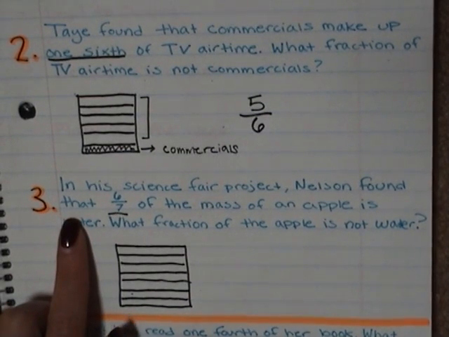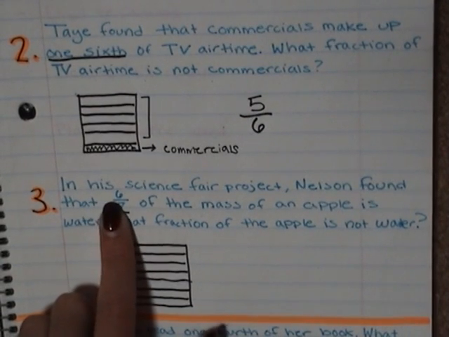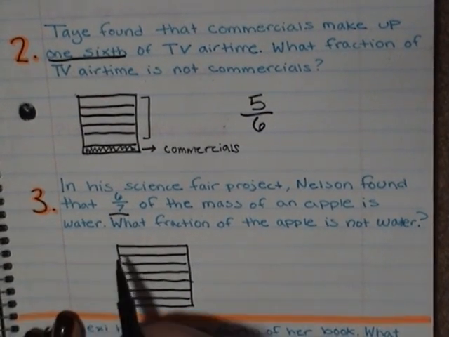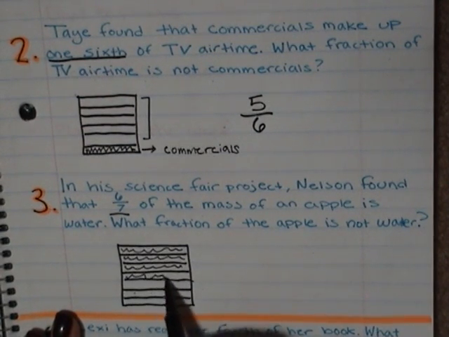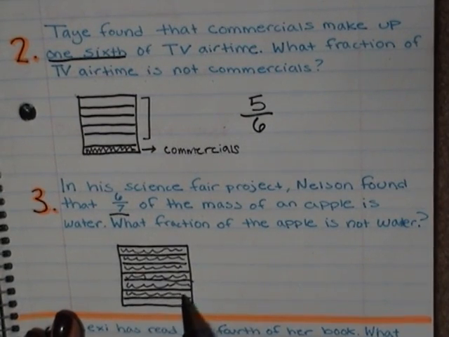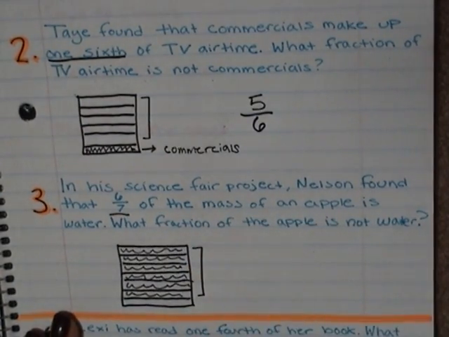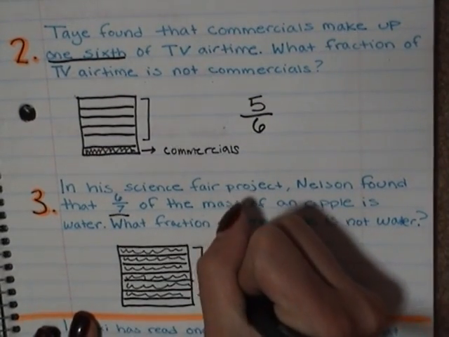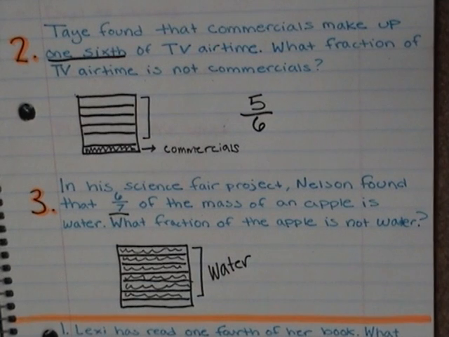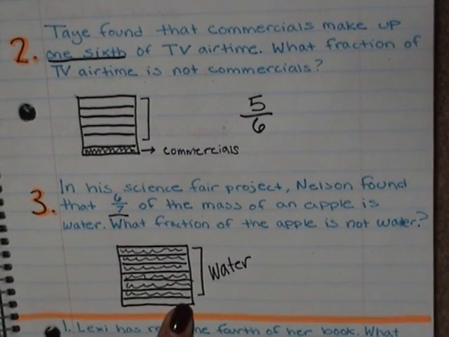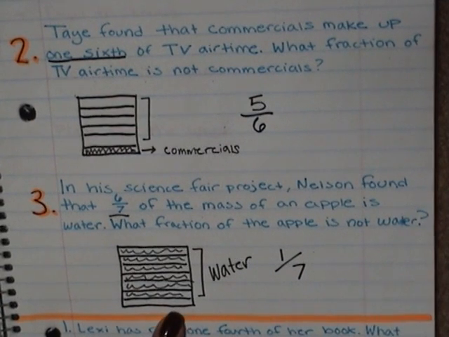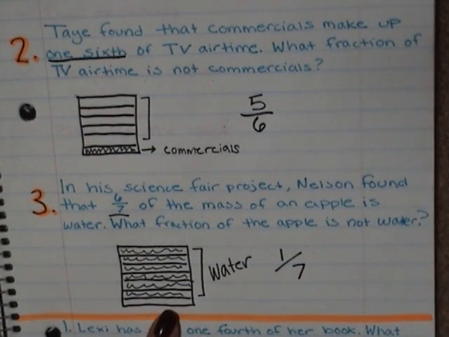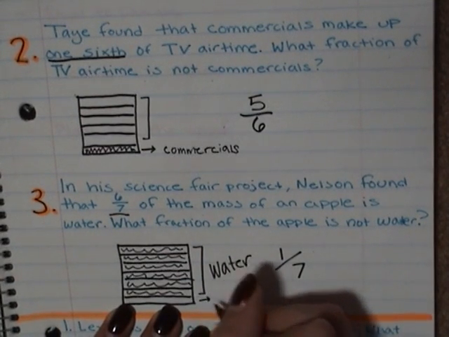So if I go back up to my problem, it said Nelson found that 6/7 of the mass of an apple is water. So I'm going to shade in 1, 2, 3, 4, 5, and 6. And I know that this part that is shaded is water. Now I want to know what fraction is not water. And if I look down here, I really only have one that is not shaded. So that becomes my numerator, and my denominator is how many pieces it is out of, which is 7. So my answer is 1/7. And then this would be considered not water.